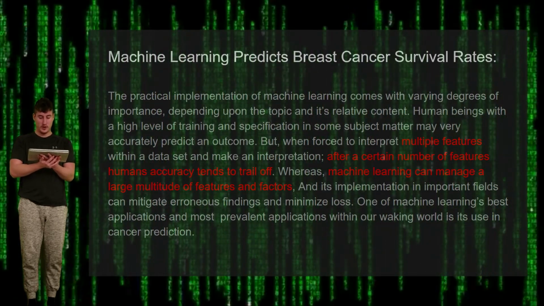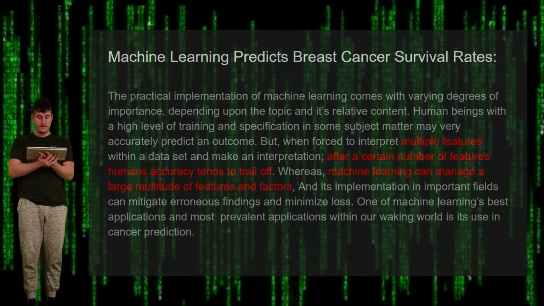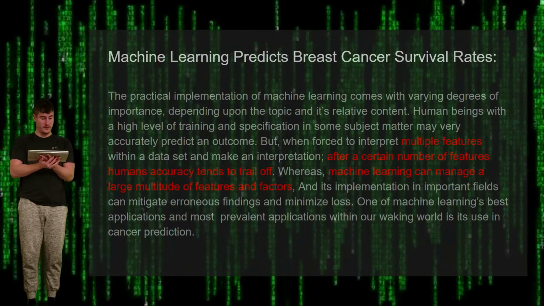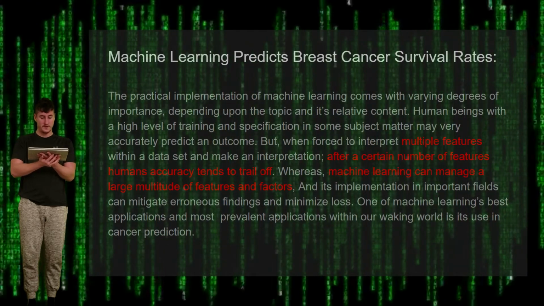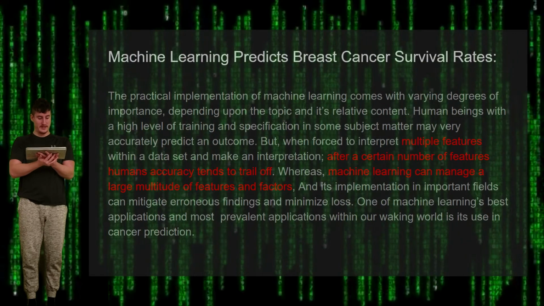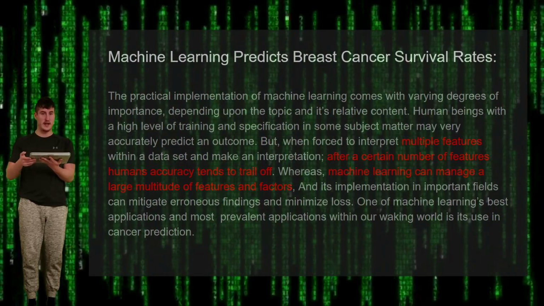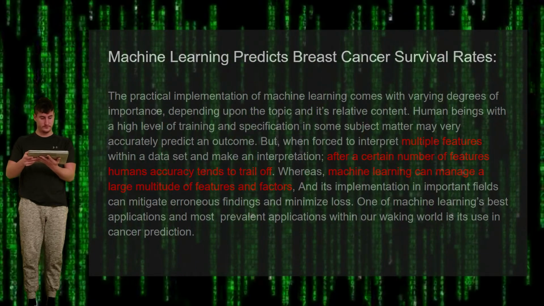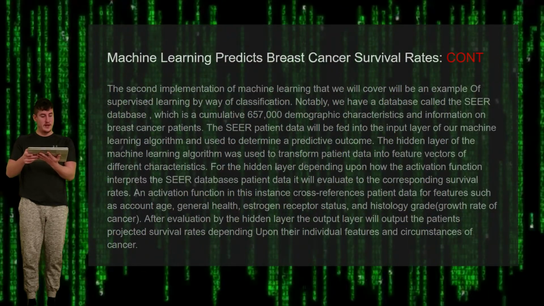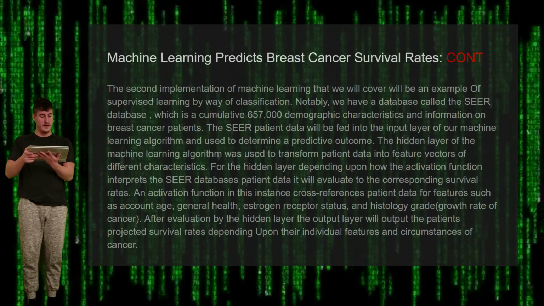Whereas machine learning can manage a large multitude of features and factors. And its implementation in important fields can mitigate erroneous findings and minimize loss. One of machine learning's best applications and most prevalent applications within our waking world is its use in cancer prevention. Continued. The second implementation of machine learning that we will cover will be an example of supervised learning by way of classification.